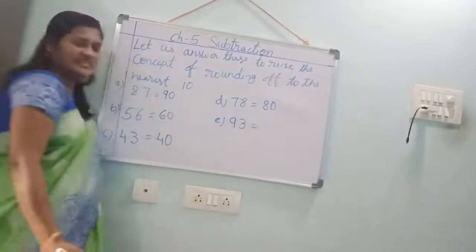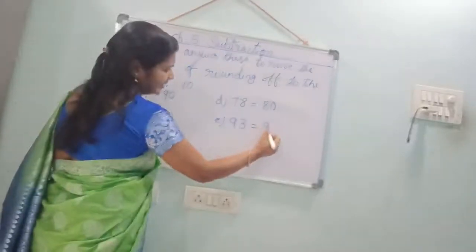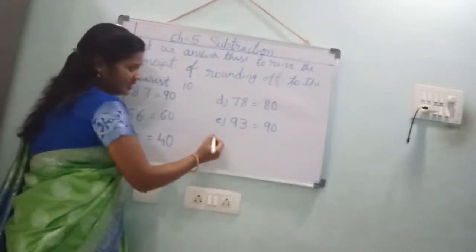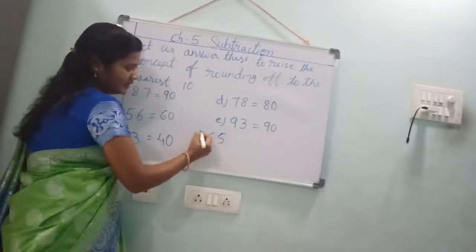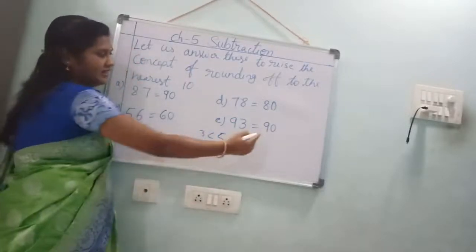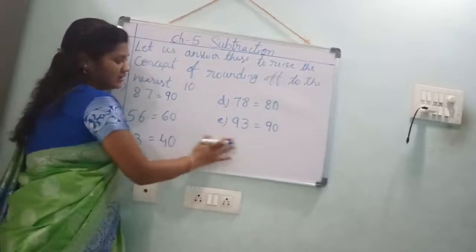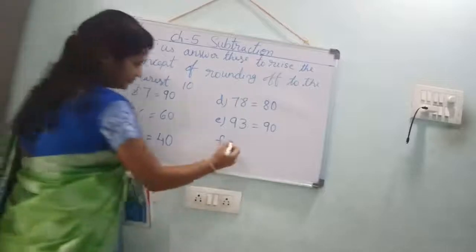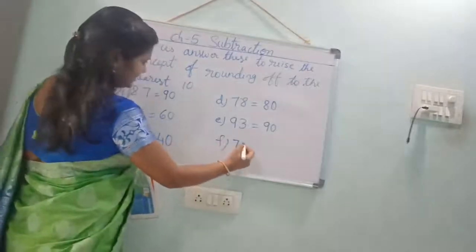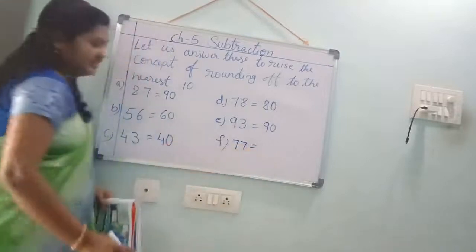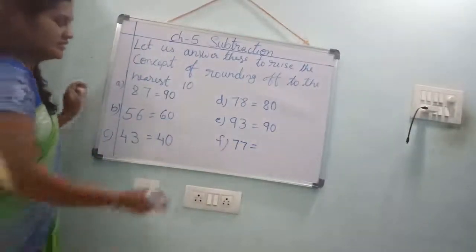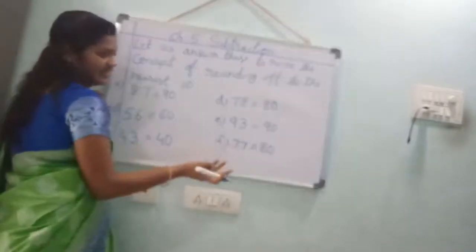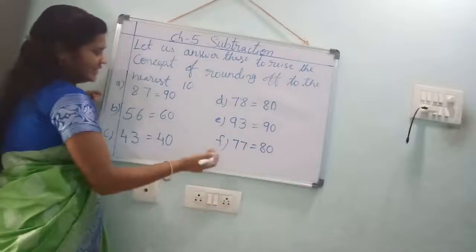Now, 93. 93 nearest tens, 90. Yes, you know. See, because 3 is less than 5. That's why 90 is the nearest tens. Understood, children? Next, 77. 77 nearest. Tell me, 77 nearest. 80. 77 after 78, 79, 80. Yes, nearest tens.